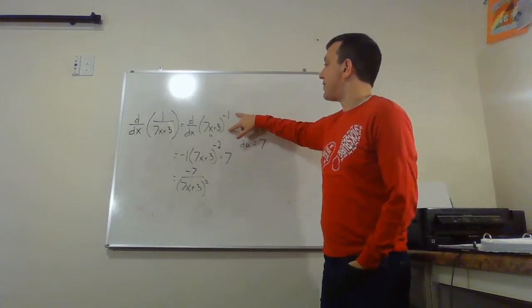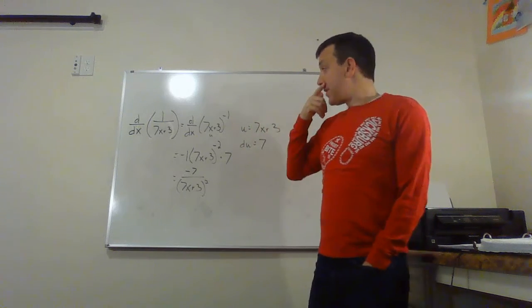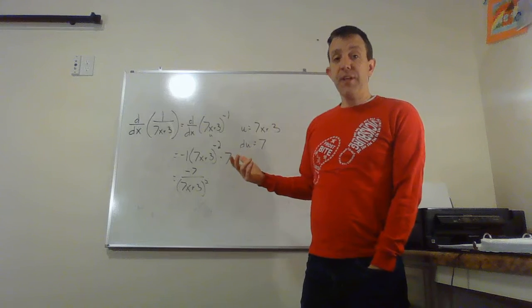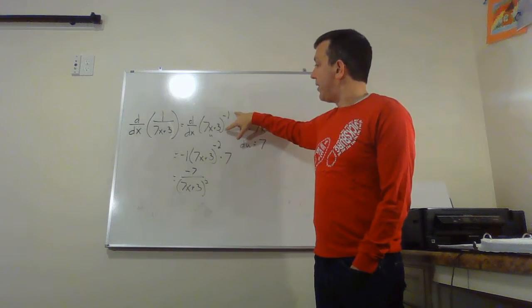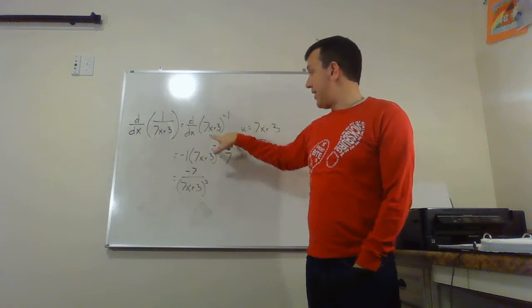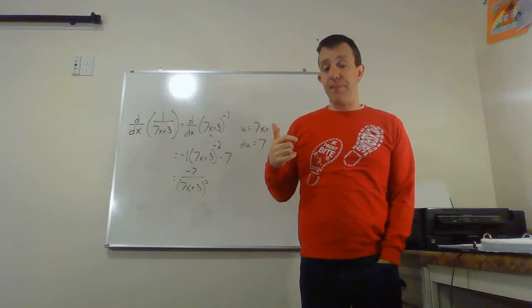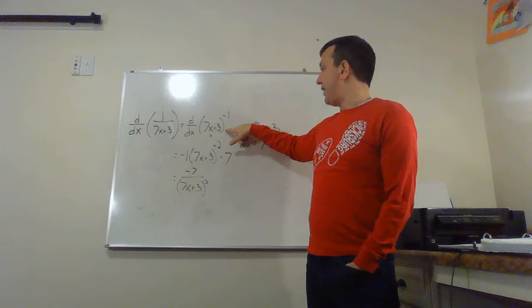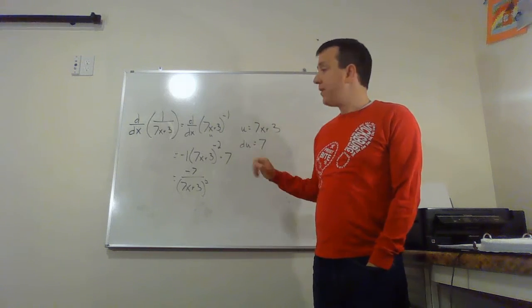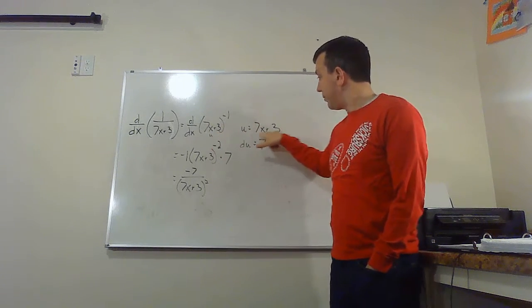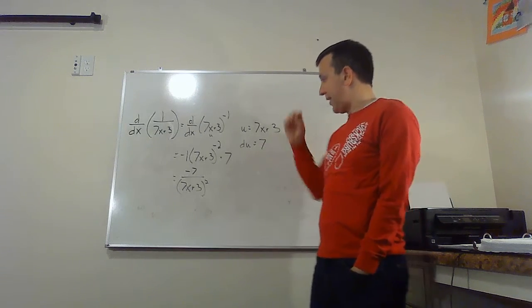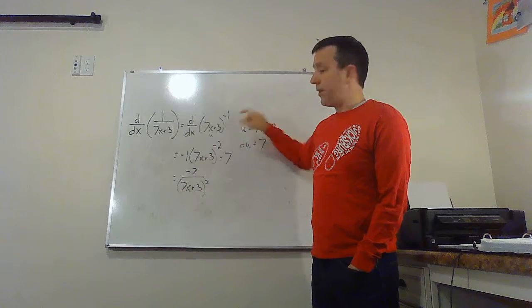So what I did first is I rewrote it. Since all I have on the top is a 1, and that's really simple, I know that 1 over something is the same as that something raised to the negative first power. Right? That's how negative exponents work. So I rewrote it as 7x plus 3 to the negative first. I called the 7x plus 3 u. I took its derivative, which is just 7. So there's my derivative on the inside. That's nice.